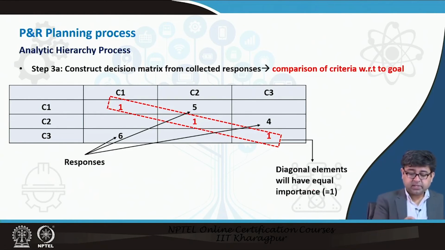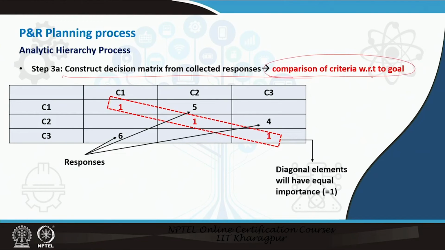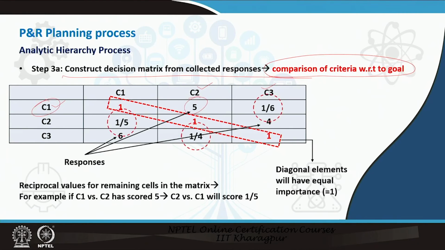Once you do that, then you construct what is called a decision matrix. So, this is the comparison of all the different criteria with respect to the goal. So, the goal is to pick a site. So, now you have different criteria. So, now you have to develop this decision matrix. So, when compared to criteria 1, criteria 5 is more important. So, for example, criteria 1 versus criteria 2 has scored 5. So, criteria 2 is more important when compared to criteria 1, whereas criteria 3 is less important when compared to criteria 1.